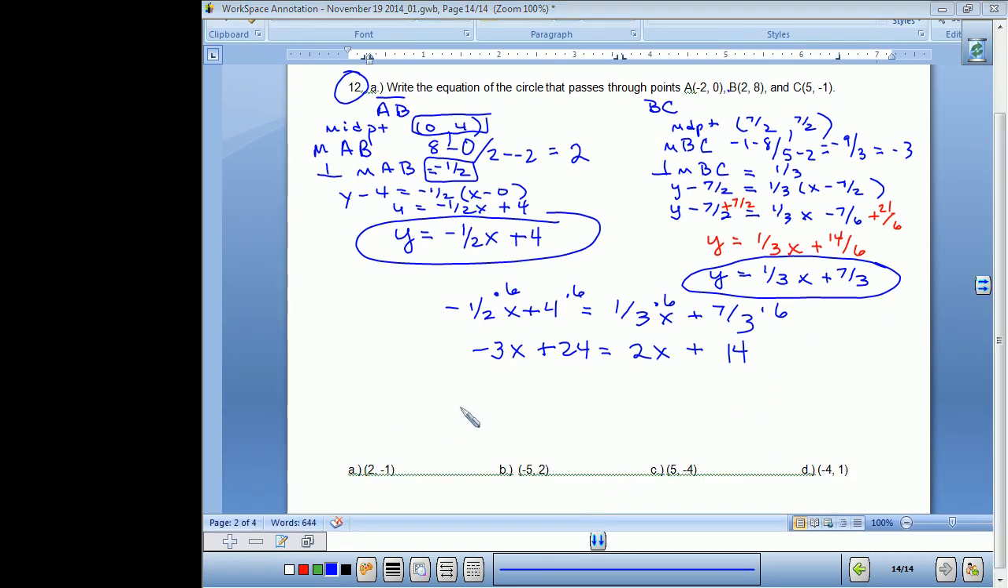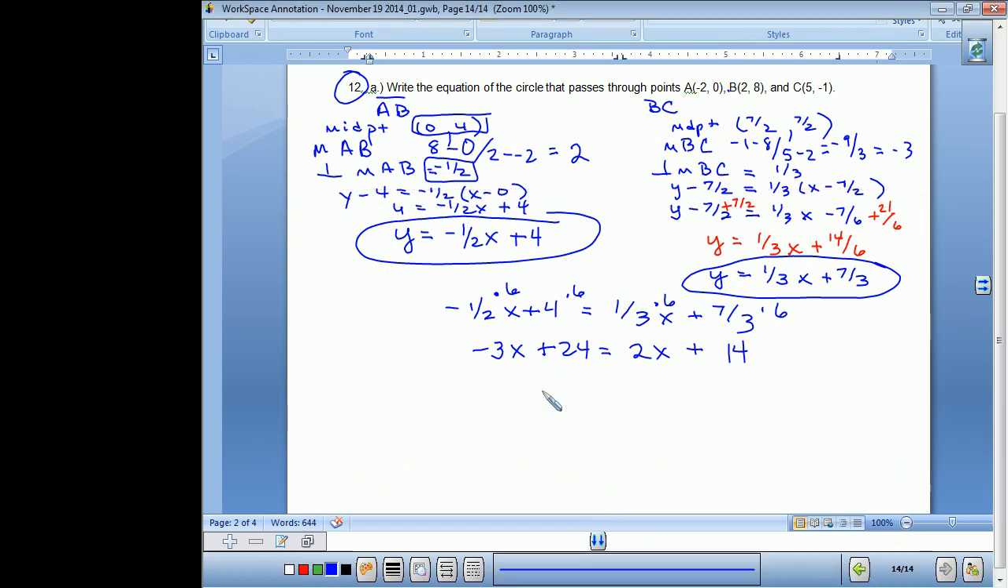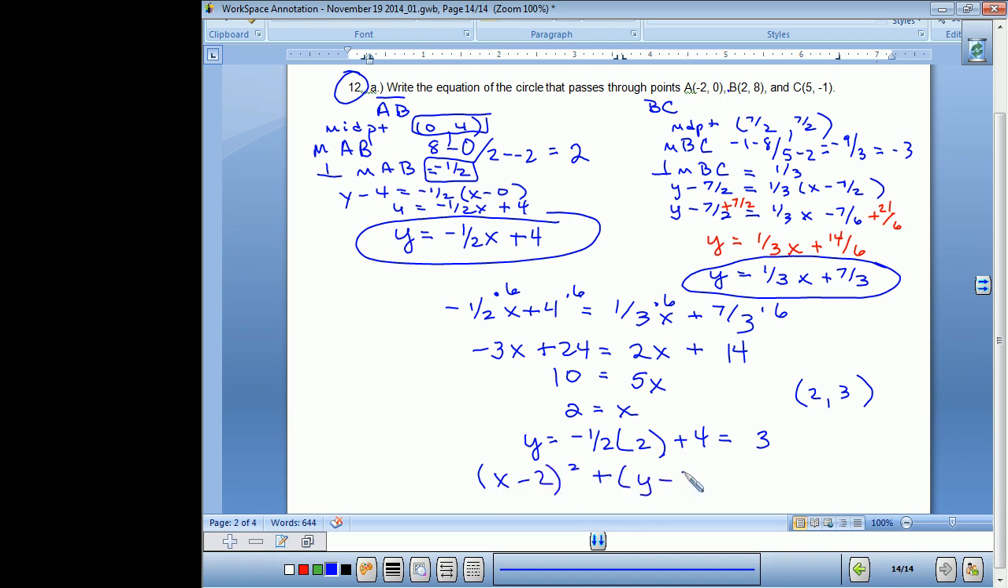Okay, so on this one, let me extend this down and cover that up. We'll finish this up. So we move our variables to one side, our constants to the other, and we get 2 equals x. We plug back into the equation that looks simplest to us, which for me would be this one. So when we plug back in and we do negative 1/2 times 2, that's negative 1. And negative 1 plus 4 is 3. So my center is the point 2, 3. So it's x minus 2 squared, y minus 3 squared equals the radius squared.